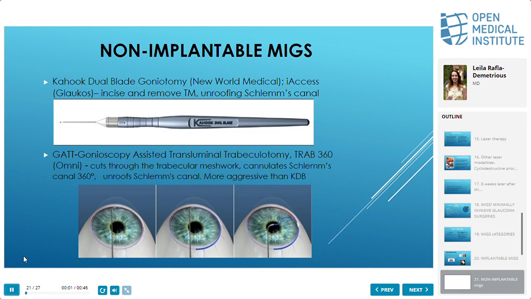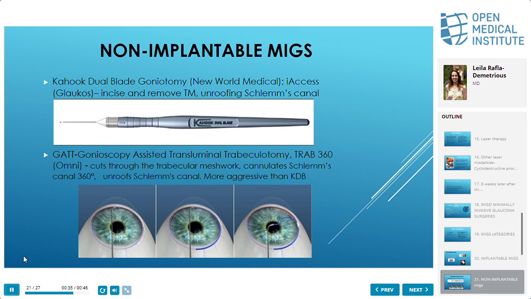So the non-implantable MIGS include the Cahook dual blade goniotomy, which is that little, that's what it looks like. It just has almost like a little foot plate at the end of it, from New World Medical, or the I-Access, which can also, both of these sort of incise and remove trabecular meshwork, and they unroof Schlemm's canal. And then the GAT, which is the gonioscopy-assisted transluminal trabeculotomy, Trab 360s by Omni, they actually cut through, you thread through the canal, and then you unroof Schlemm's canal that way.